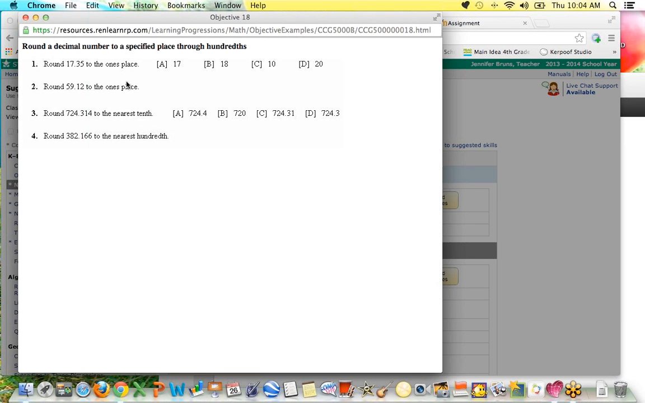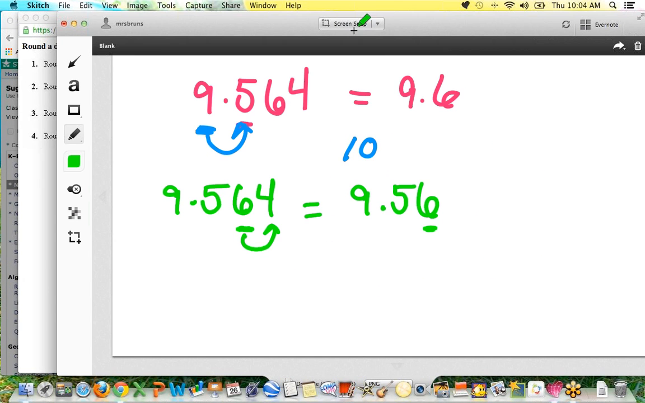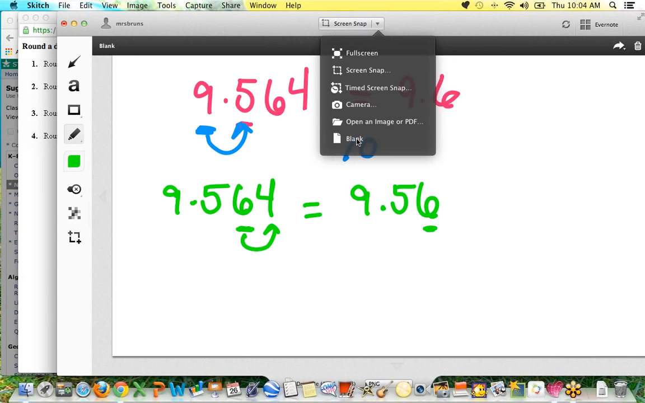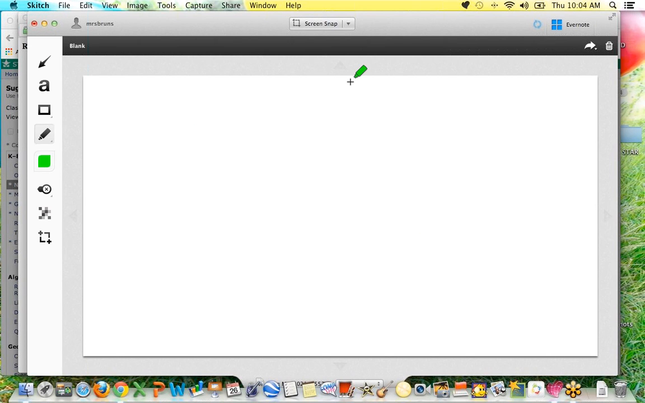Okay, here we go. So number 1, hopefully you can read this. It says round 17.35 to the ones place. So I'm going to do this first one with you again. I hate how I have to clear my screen each time. I wish it would just wipe clean, but all right. Anyway, 17.35. Who can tell me what number is in the ones place?